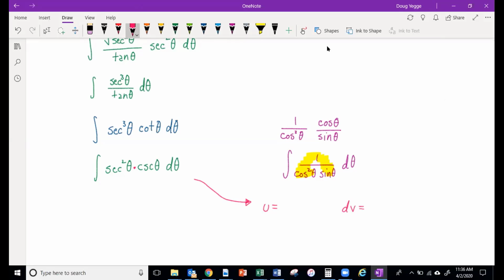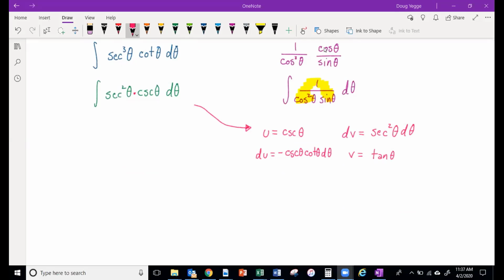Remember dv is this, secant squared theta. Why would you choose dv to be secant squared theta? So when you take the integral, it would be tangent. Yeah, there we go, because it's got a nice, easy integral. Which means we're going to let u be the other part, which is cosecant theta, and therefore du will be the derivative of that. Negative cosecant theta, cotangent theta, d theta.